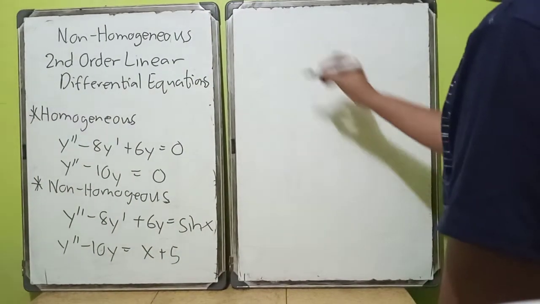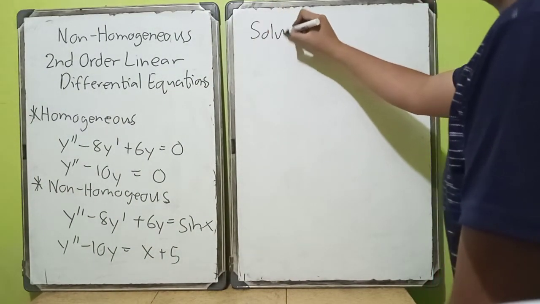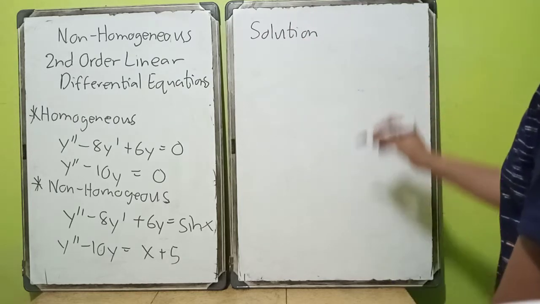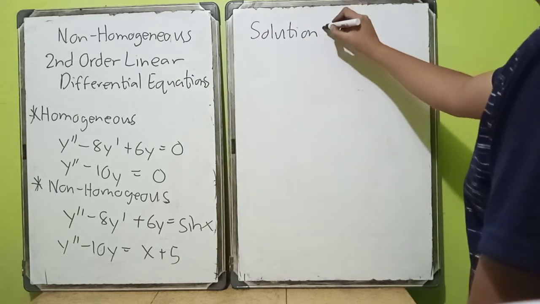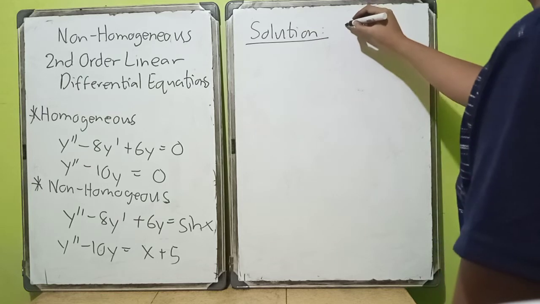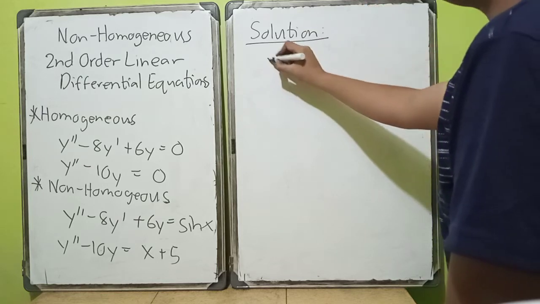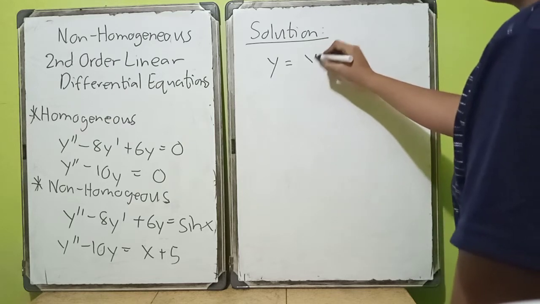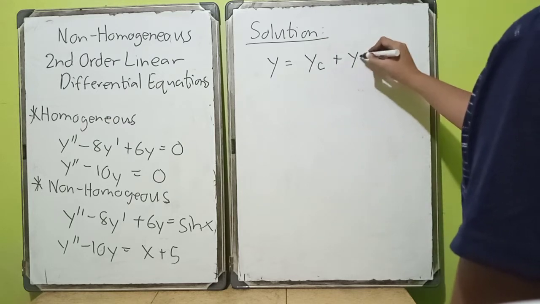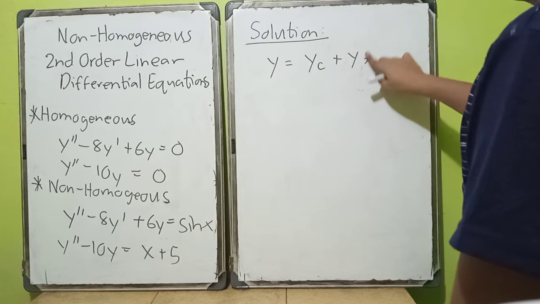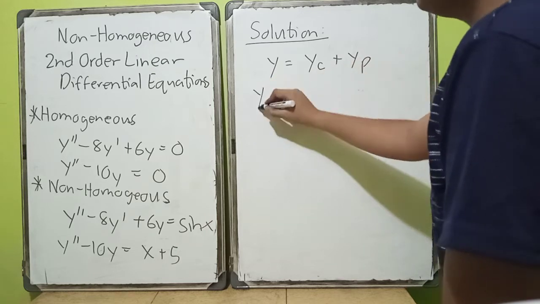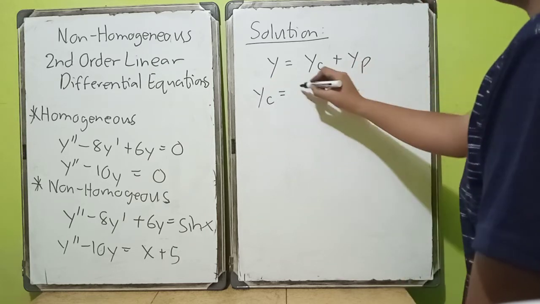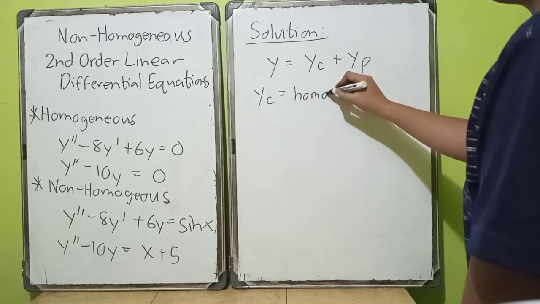So, ano nga ba yung solution? So, what is the solution for non-homogeneous? Okay? So, kapag non-homogeneous ka, meron kang dalawang solution. So, y will be equal to yc plus yp. So, this will be your solution. Your yc is your homogeneous solution.